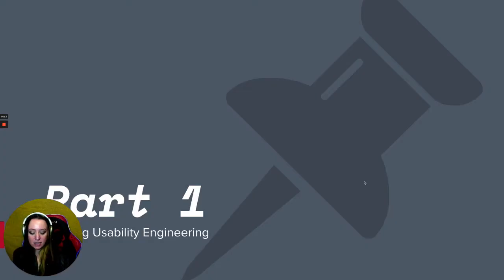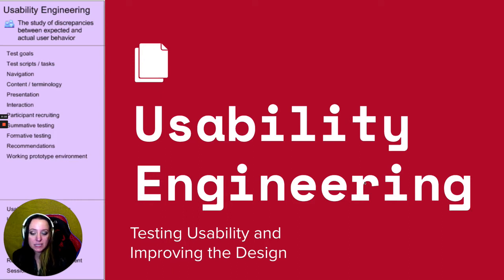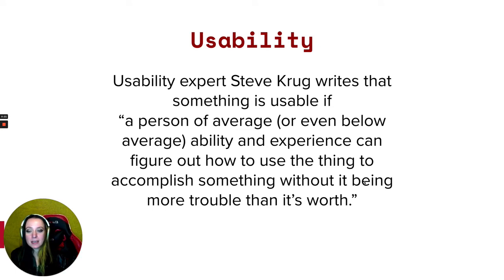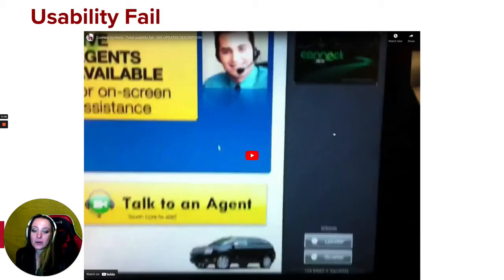So usability engineering is all about testing the usability of a design and improving that design to make it more usable. And when I say usability, I'm talking about the ability of a person to figure out how to use a design to accomplish what the design is supposed to help them accomplish in a way that is not annoying, troublesome, difficult, in a way that's easy, basically. Can a person use the design to its intended purpose easily without having to put a lot of effort into doing so? So I think usability is really well exemplified in poor examples.